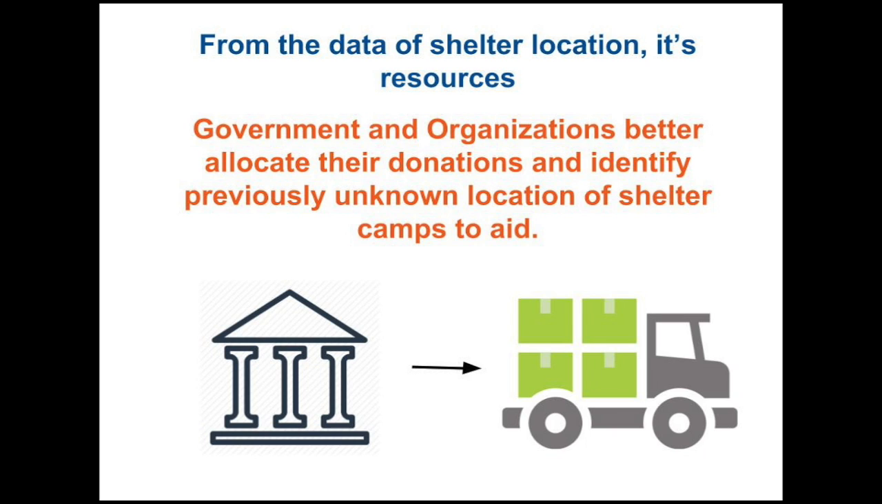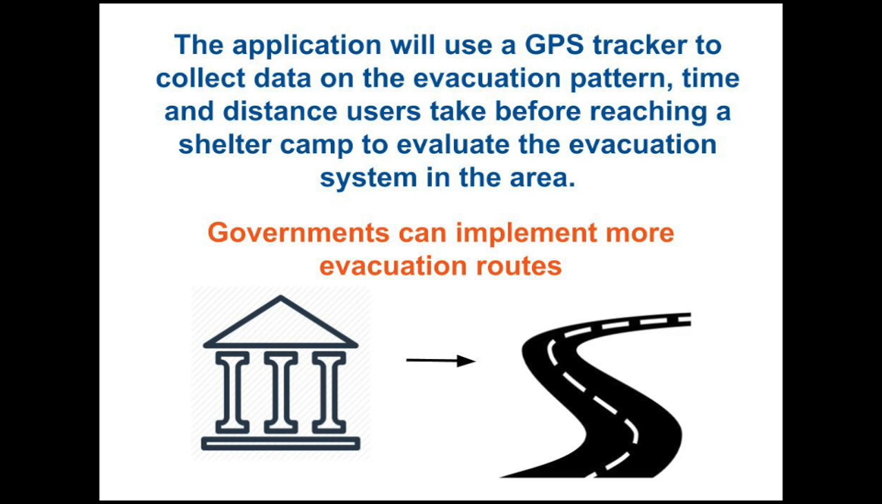and to government and organizations to help. And then the application will use the GPS tracker to collect data on evacuation pattern, time, and distance users take before reaching a shelter camp. So government can even implement more evacuation routes to shelters so that they can reach them faster.